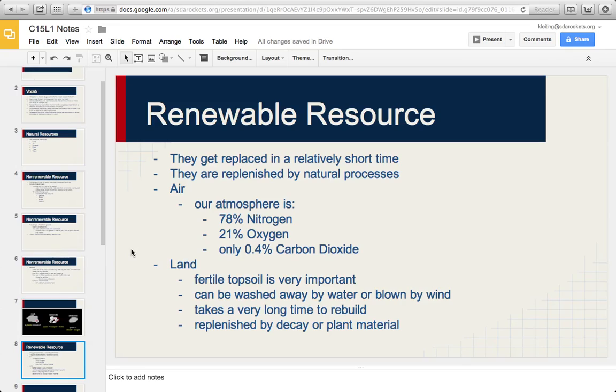So topsoil can be washed away by water or blown by wind. That would be erosion. It takes a very long time to rebuild that topsoil and make it nutrient rich. You make it nutrient rich by having plant or animal decay in the topsoil. So that's the recycling of animals in this case.